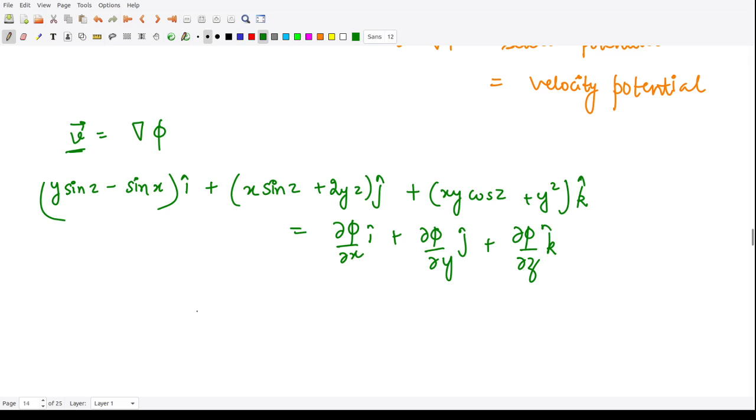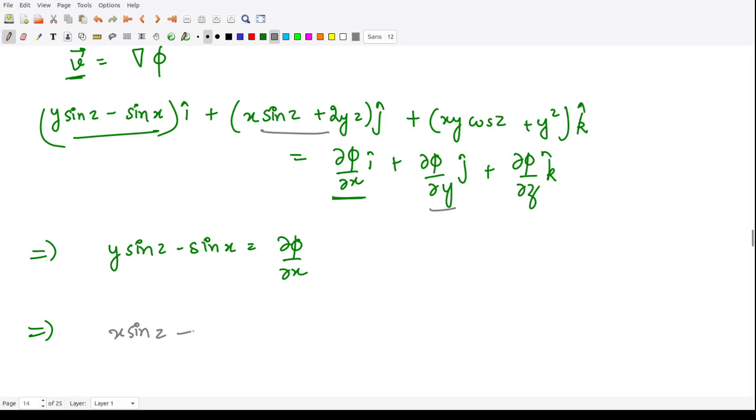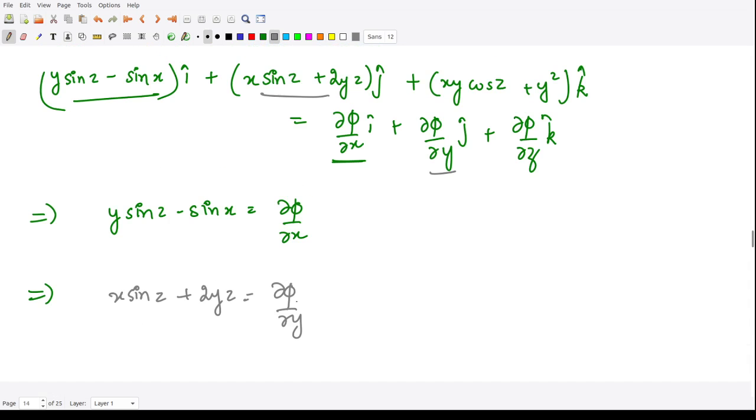Now these are again two vectors, so we can equate these vectors. So equating the i cap component, you obtain y sin z minus sin x, that is equal to del phi by del x. Equating the j component, here we will obtain x sin z plus 2yz, that is equal to del phi by del y. And equating the third component, we obtain xy cos z plus y square is equal to del phi by del z.